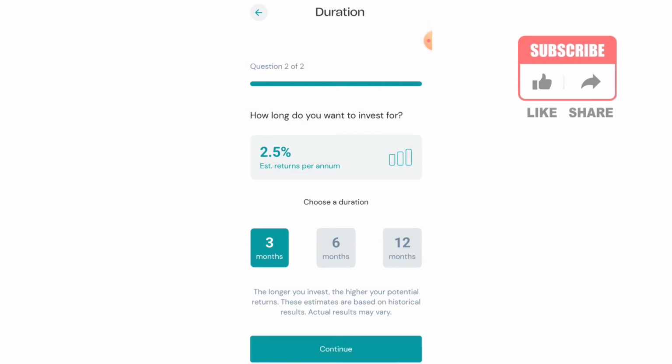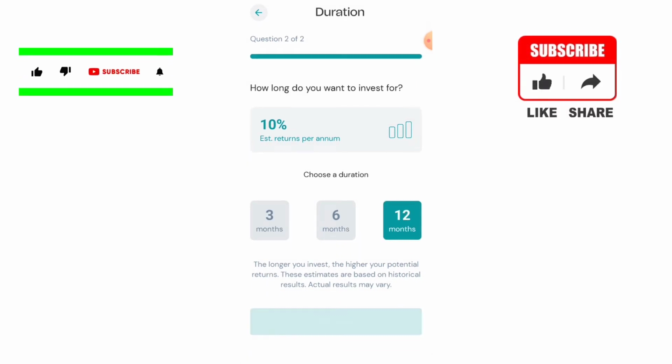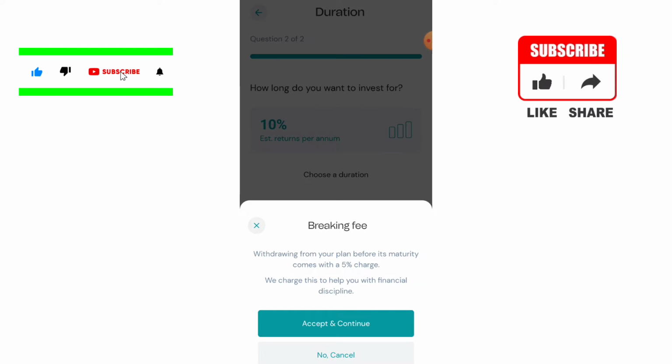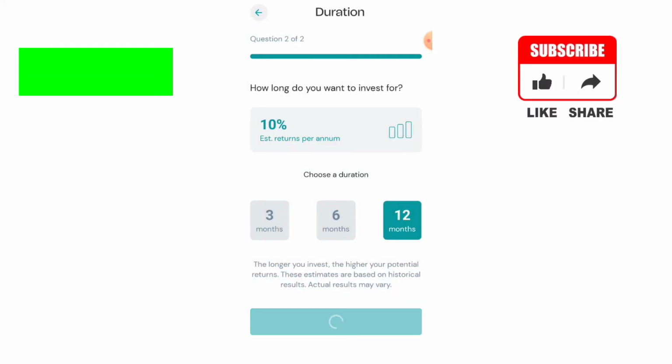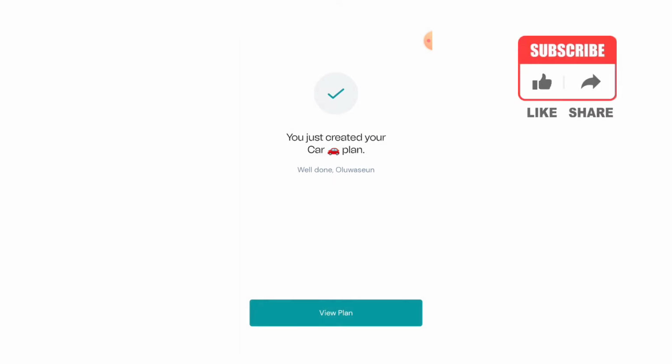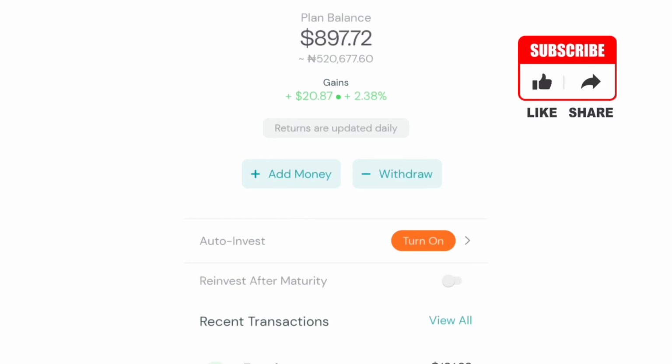Continue. How long do you want to invest for? If it's 12 months, you continue. They'll tell you if you withdraw before the time, there is a 5% charge. You accept, you continue, and that's it. Now let's move to the next one about this plan.